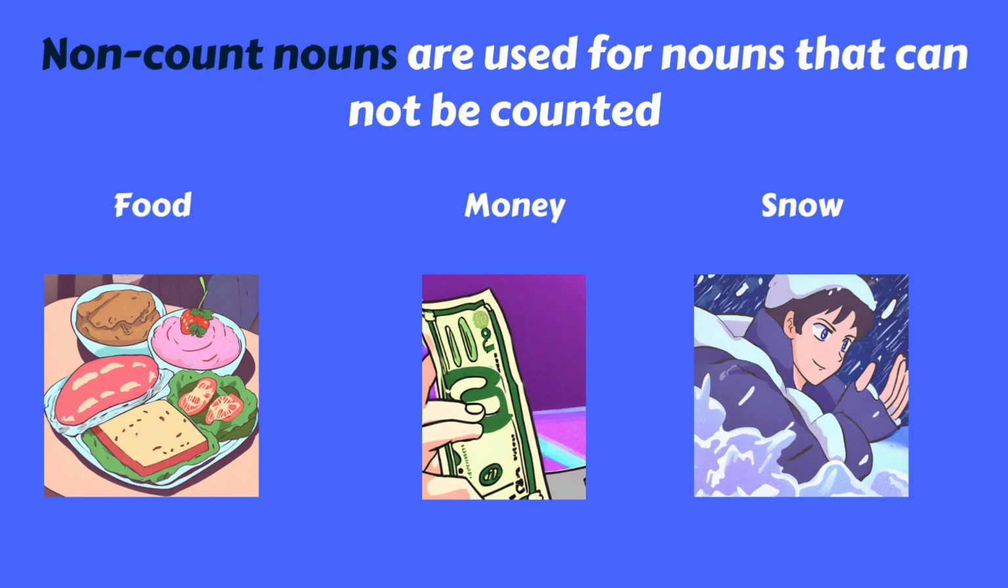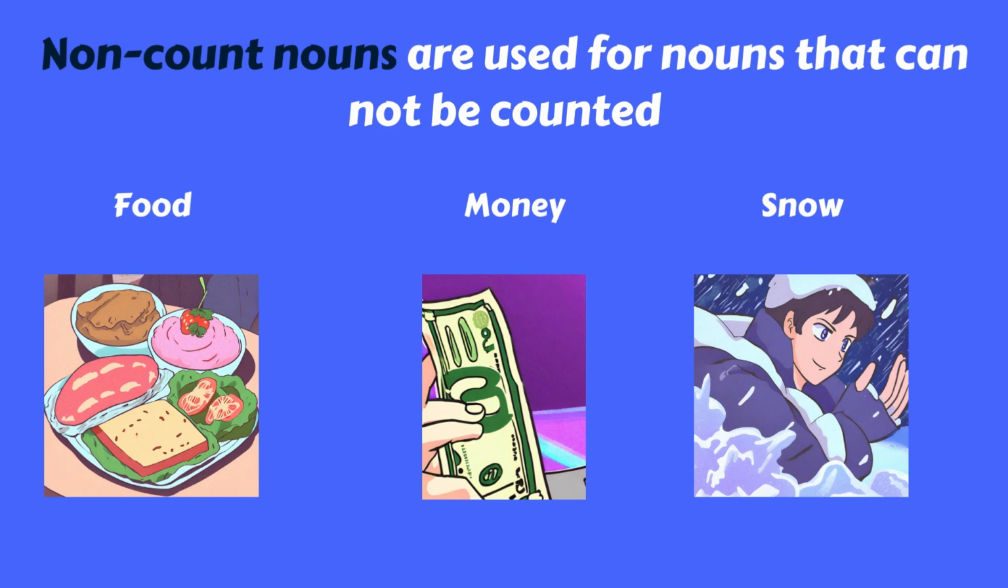Non count nouns are used for nouns that cannot be counted. We cannot count food. How much food did you have? I had one food, two foods, three. No, no. Food is food. Whether it's a lot of food or a small amount of food, we don't count it. Money, we can count dollars, but we cannot count money. It's funny, right? How much money do you have? One money, two money? No, I have $3. That is how much money I have.